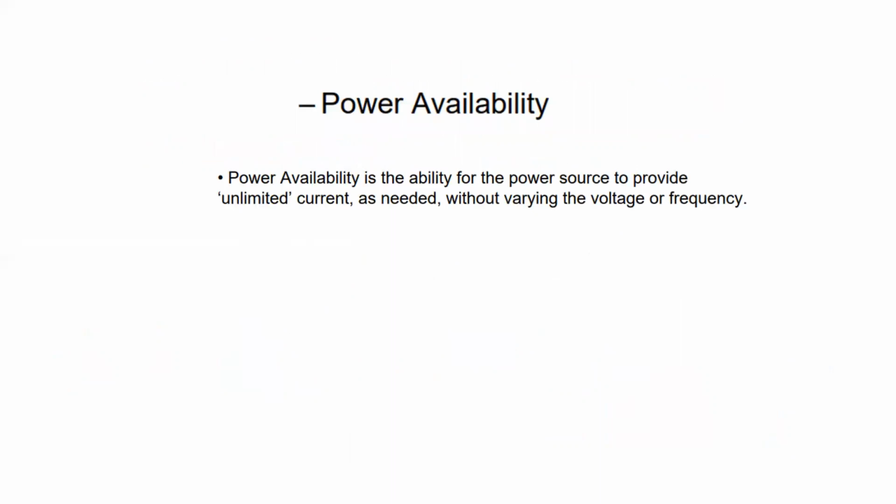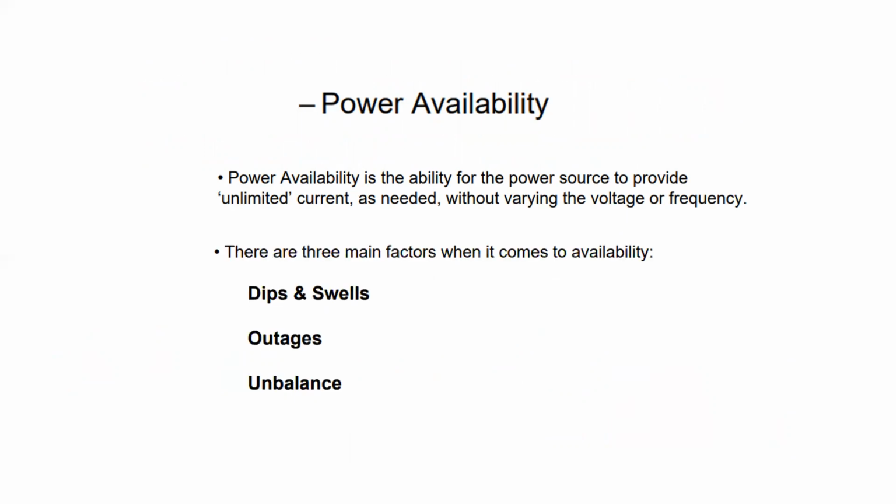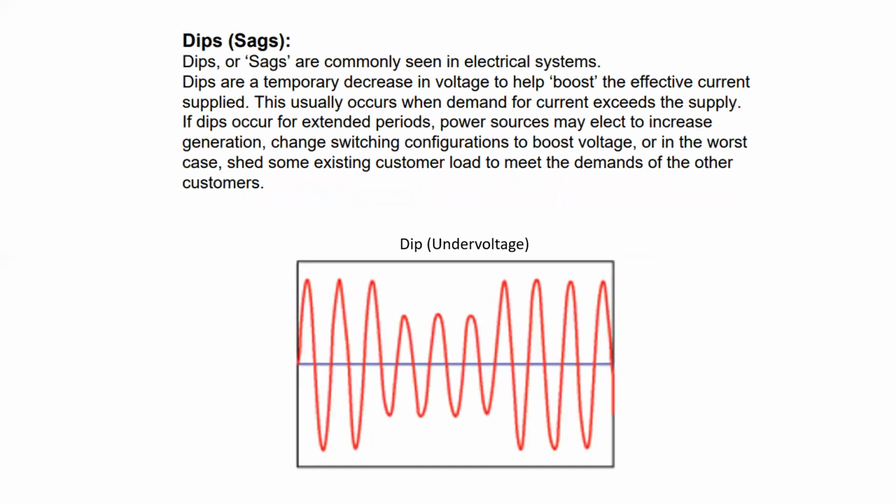Power availability is the ability of the power source to provide unlimited current as needed without varying the voltage or frequency. There are three main factors when it comes to availability: dips and swells, outages, and unbalance. Let's take a look at each. Dips are very commonly seen in electrical systems. Dips are a temporary decrease in voltage. This usually occurs when demand for the current exceeds the supply.